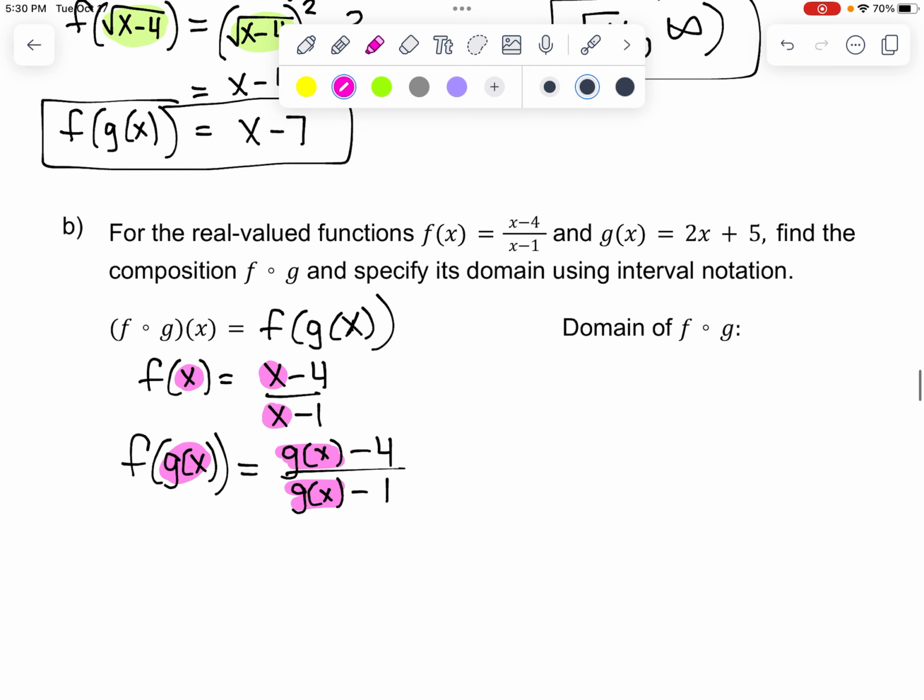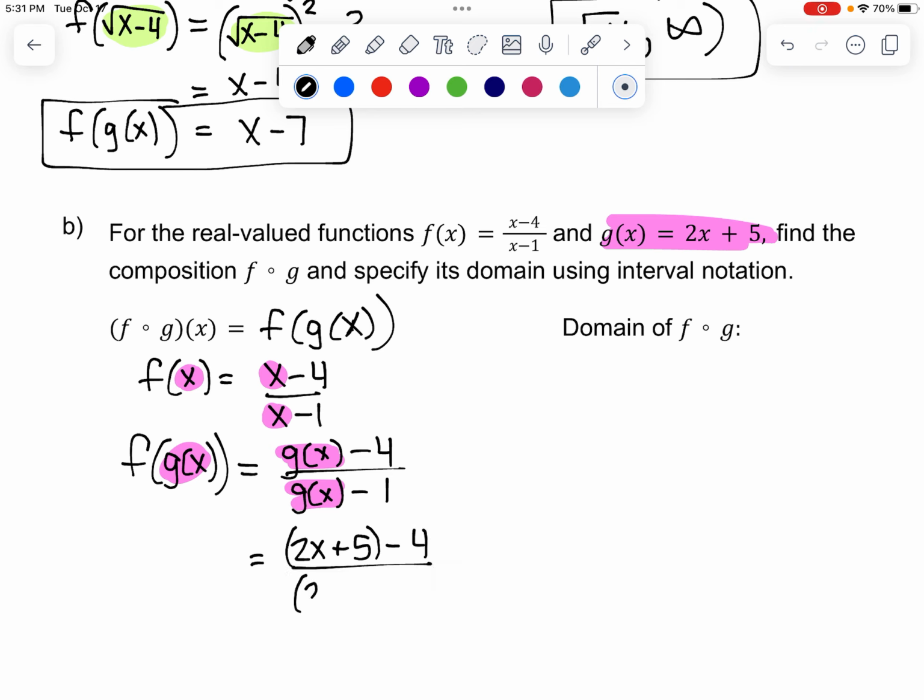Now, our problem also tells us what g of x is equal to. So what I can do is do one more substitution. Take 2x plus 5 and substitute it in for the g of x's. So 2x plus 5 minus 4 over 2x plus 5 minus 1.